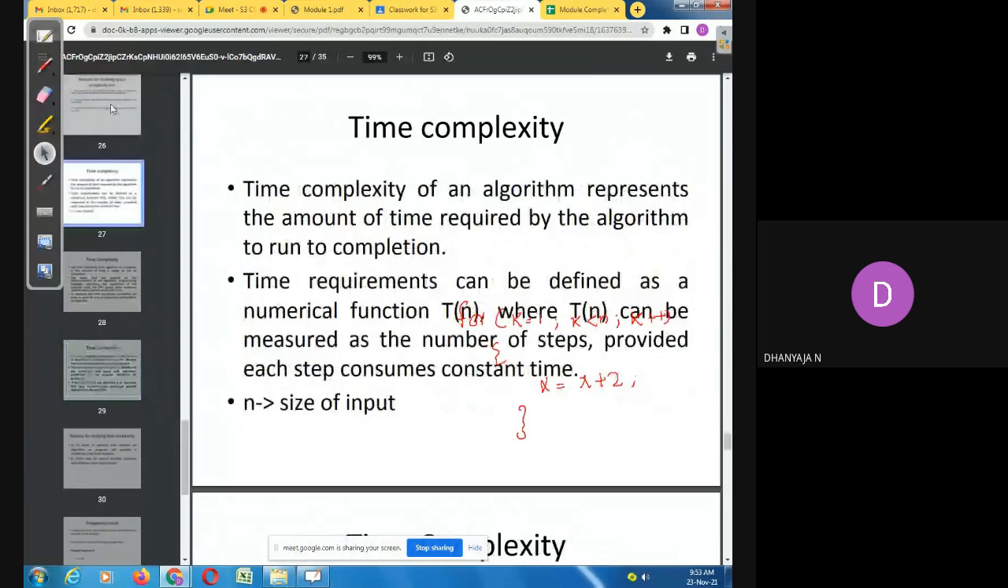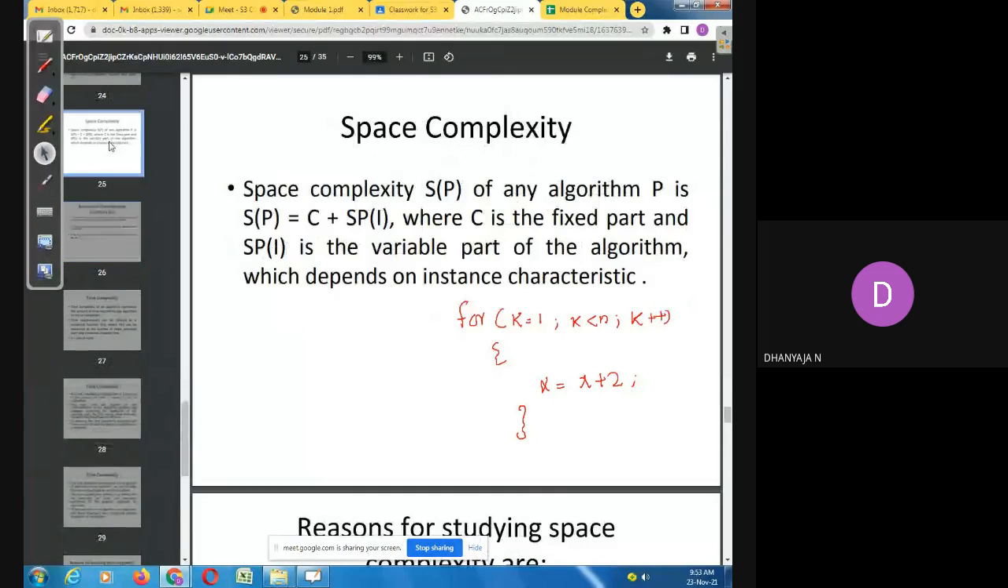Look, space complexity. Okay. S of P is equal to C plus S P of I, right? C plus S P of I.